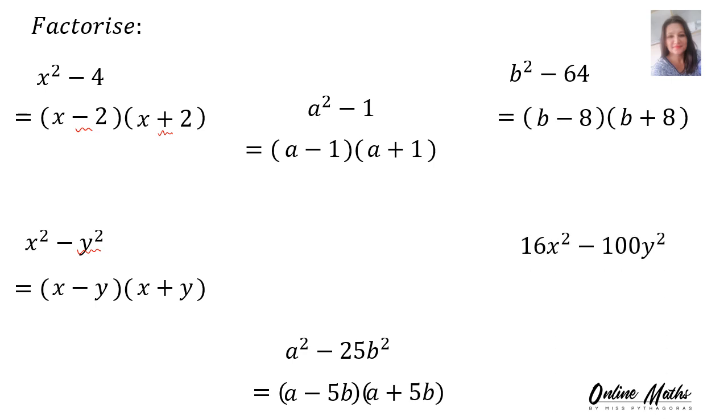And then 16x squared minus 100y squared. The coefficients and the variables, they are all perfect squares. So therefore, it's the difference of two squares, and you make two brackets. 4x minus 10y, 4x plus 10y.